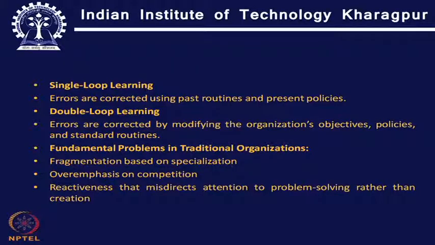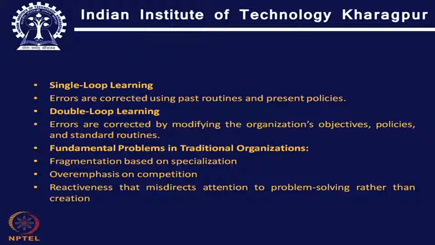And in this connection we can discuss two types of learning: single loop learning and double loop learning. In single loop learning, people are using processes in which errors are corrected using past routines and practices. And in double loop learning, errors are corrected by modifying the organizational objectives itself, policies and standard routines.